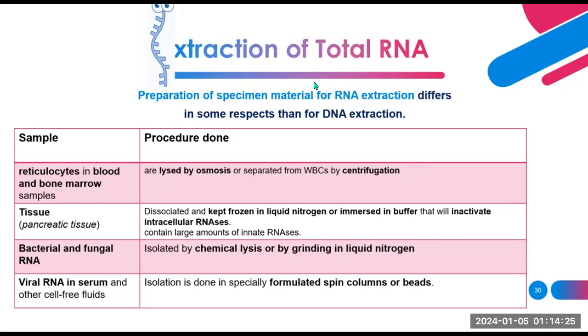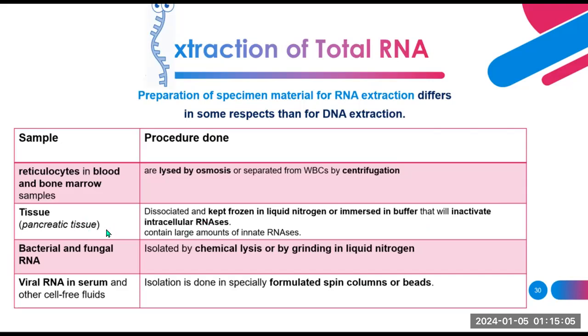So for the extraction of total RNA, the preparation of specimen material for RNA extraction is somehow different from DNA extraction because, for example, the reticulocytes in blood and bone marrow samples must be lysed by osmosis or separated from WBCs by centrifugation. And in cases of tissue samples, tissues must be dissociated and kept frozen in liquid nitrogen or immersed in buffer so that these steps will inactivate intracellular RNases.